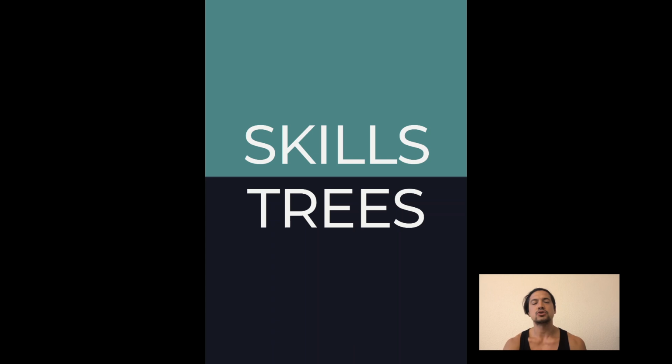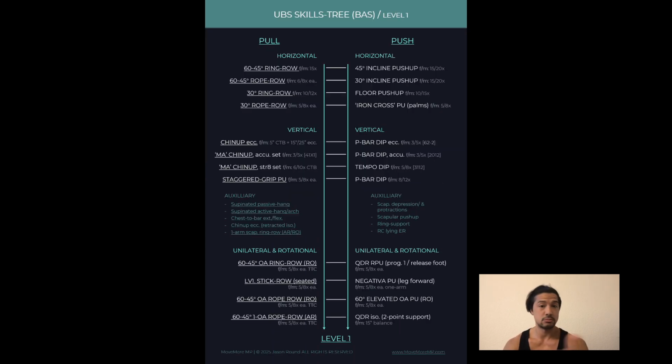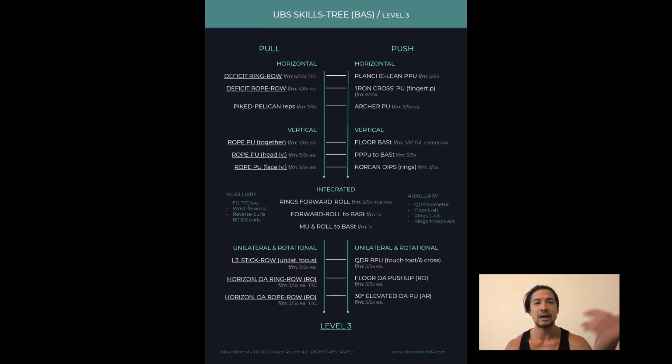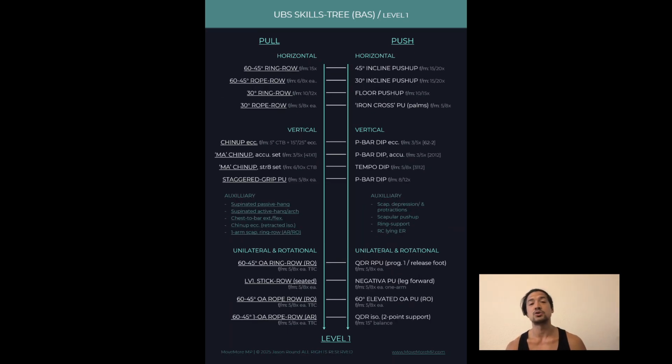So skill trees essentially will look just as this does here for the upper body strength skills tree with bent arm strength, and we have different levels, and this will depend on the subject. We have here level 1, level 2, level 3, and more levels as well, specifically for the upper body strength skills with bent arm strength. They will all be structured in a slightly different way depending upon the subject. So here we have push, pull, horizontal and vertical, according to the collections in the VRL.